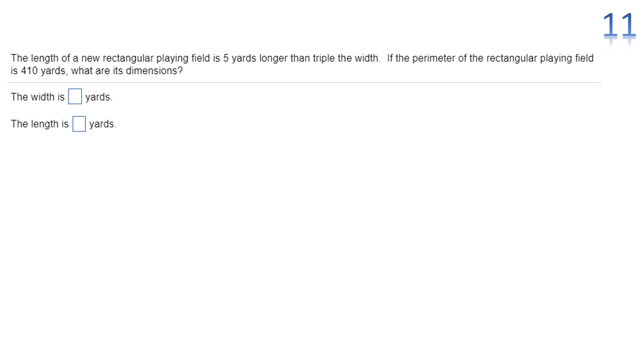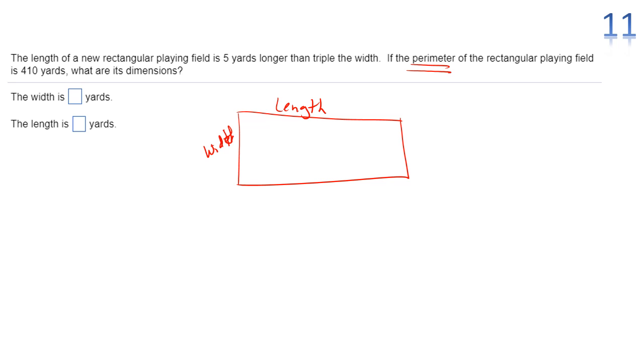Now in this word problem, we are working with perimeter. So if you refer back to the formula sheet again and visualize a rectangle, the rectangle has a length and a width, and the perimeter formula is twice the width plus twice the length. Now let's see what's happening here at this playing field. It said the length is 5 yards longer than the width. So let's go ahead and call the width W, and the length would be W plus 5. Well, 3W plus 5 because it's triple the width. If the perimeter is 410 yards, what are the dimensions?